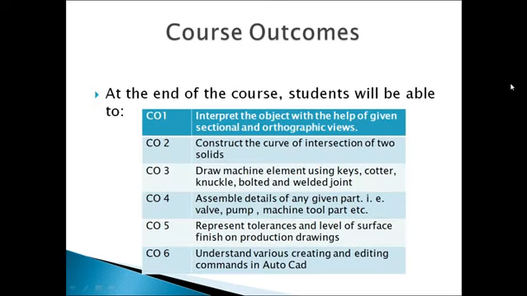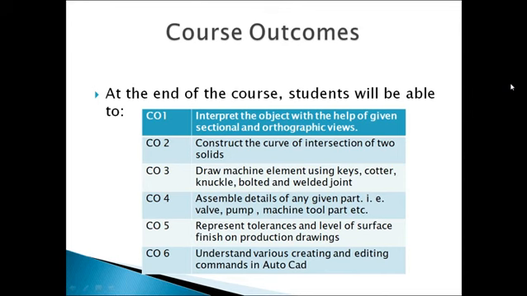Course outcome: for every subject, whatever we are going to learn, everyone has a course outcome. Why are we learning this course? For this purpose, we need to see what the outcome is. It means that when you complete this course of machine drawing, at the end, what you are going to learn. So here there are 6 COs, or we can say 6 course outcomes.